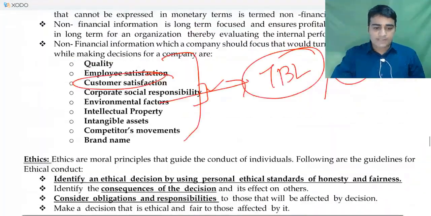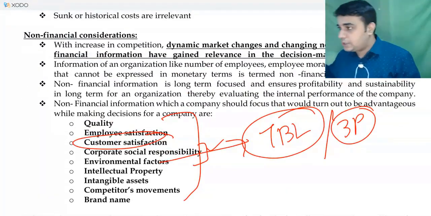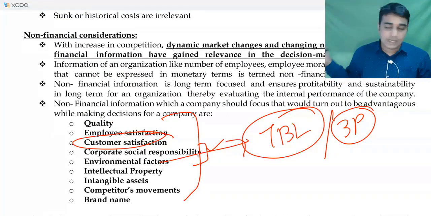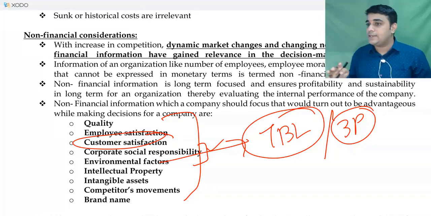So I have discussed the non-financial considerations, which has 9 general points. Do remember these 9 points. This will become extremely important because every question would ask you to analyze on the non-financial side as well.